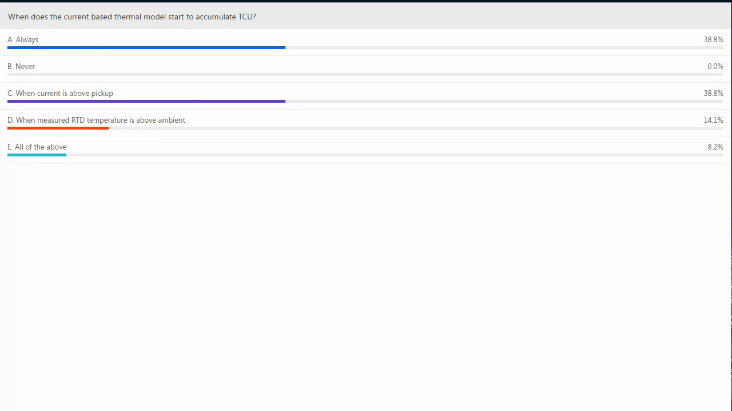So 38% of you said always. 0% said never. That's good. When the current is above pickup, that's a good answer, 38%. When the measured RTD temperature is above ambient at 14%. And all of the above said 8.2%.